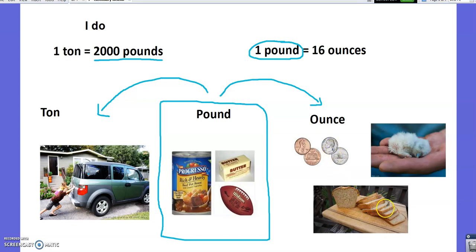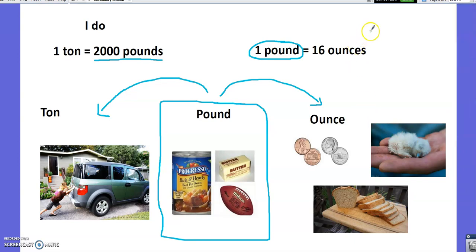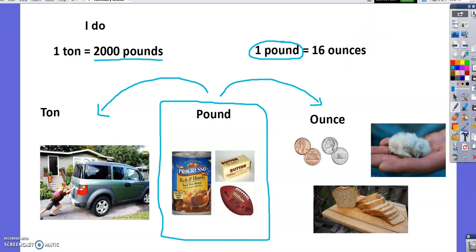Not the whole loaf of bread, like one piece. So an ounce is pretty small. So we measure small things in ounces, big things in pounds. So when we set up, I wish we could do a nice easy mnemonic, King Henry died drinking chocolate milk, but of course we can't.